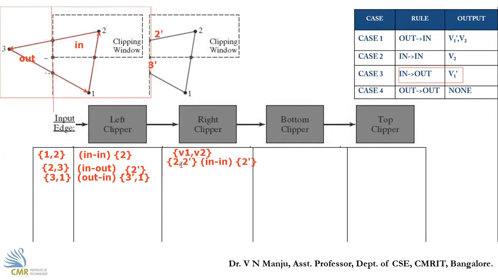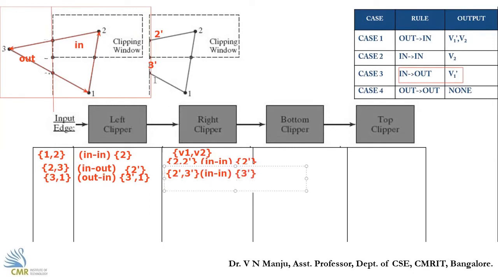Now the next point. I finished 2 to 2 dash. What's the next point? 2 dash to 3 dash. Let me write it as 2 dash comma 3 dash. What is that 3 dash? It is inside the clipping window, so it is in to in. For in to in, it is V2. What is V2? 3 dash. Clear? So I got the 3 dash.